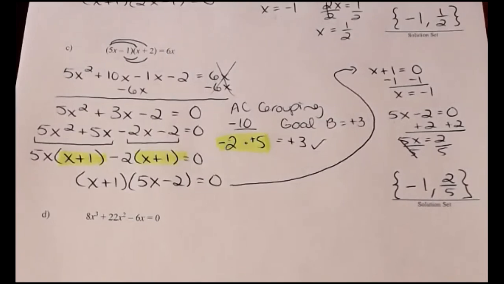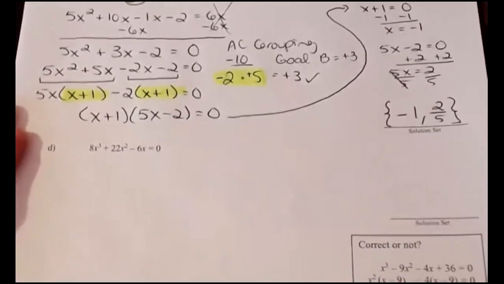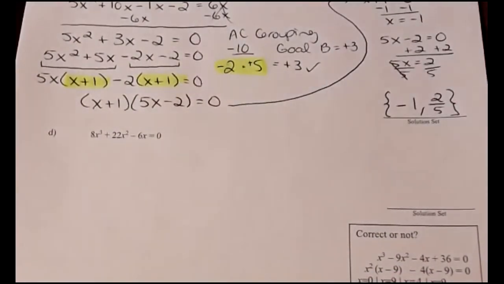Yes. Okay, okay. If you need a break, take it. Don't feel like you have to stay, but I do want to keep going because this is moving really, really well. Taking a look at part D, we have 8x to the third plus 22x squared minus 6x equals 0. Okay, so let's start with Summer.